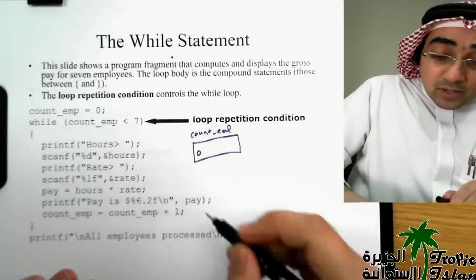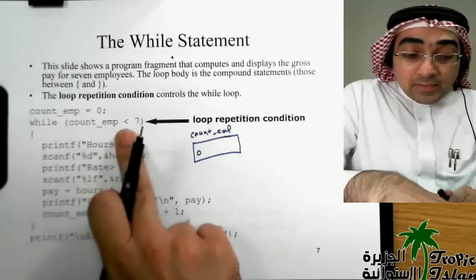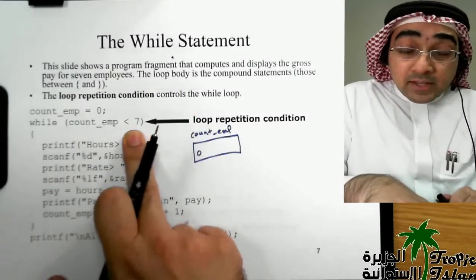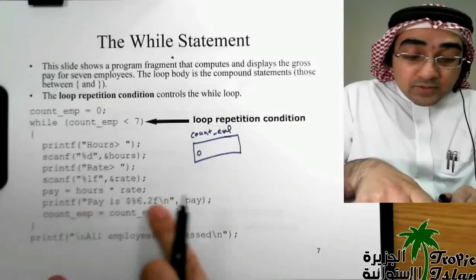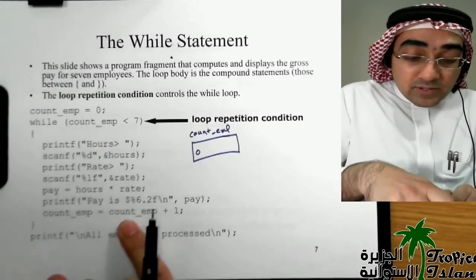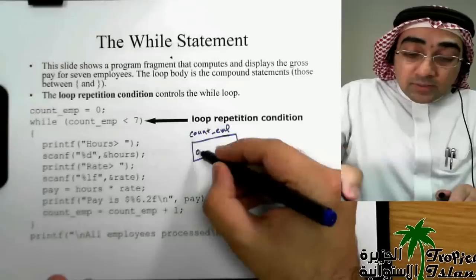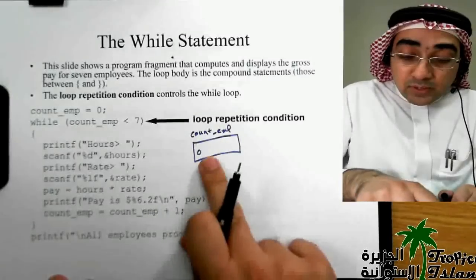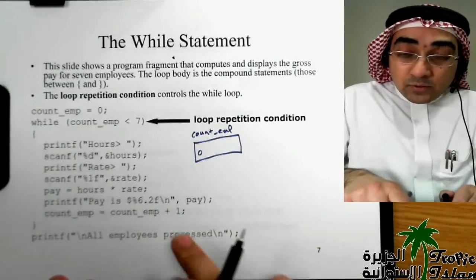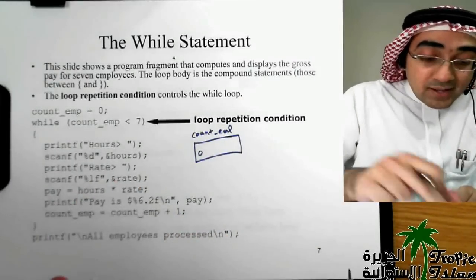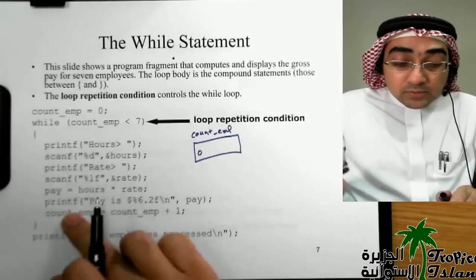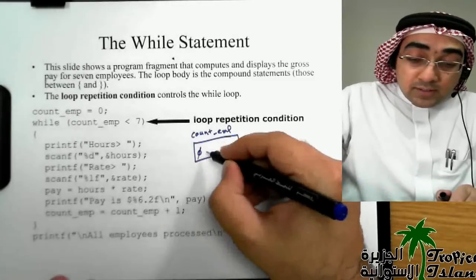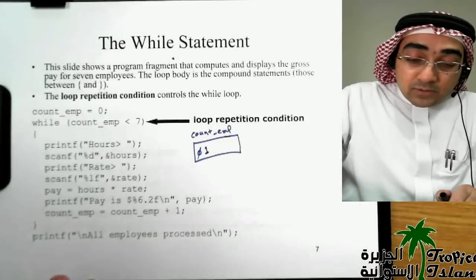So the count employee is going to be 0. And then you compare 0 to less than 7. Yes, 0 is less than 7. So you print this, you calculate the pay, and then you say count employee equals count employee plus 1. That means go to the count employee. What's the value of count employee? The count employee is 0. You add to it 1, it becomes 1. And I want you to assign the value of count to the variable count employee. So anything that was in it will be lost. So 0 will be lost, and you'll have a new value of 1.